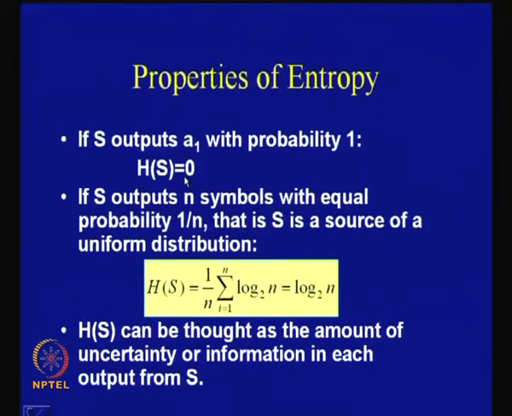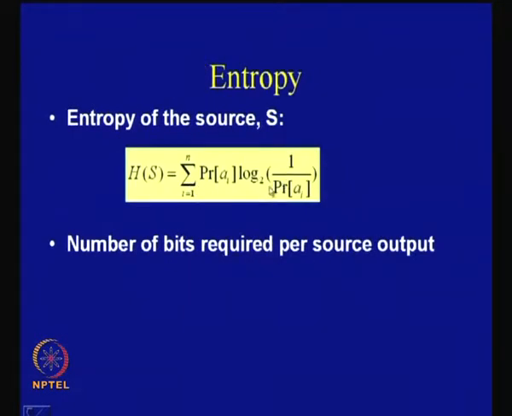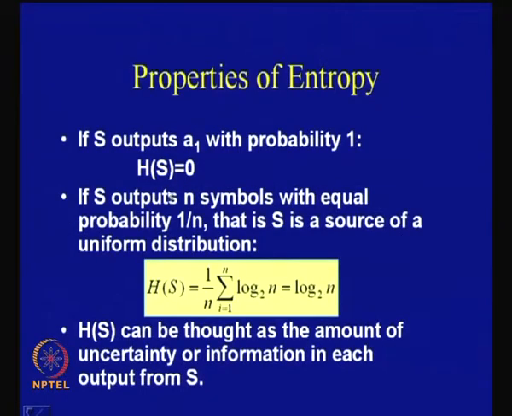So let us consider some examples. If S outputs a1 with probability 1, then H(S) will be equal to 0, because if I plug in probability 1 here, then this logarithm computes to 0, and therefore H(S) is 0. But if S outputs n symbols with equal probability, that is the probabilities are 1 by n, that is S is a source of uniform distribution, then H(S) will compute to 1 by n times the sum of logarithm n base 2, and that is nothing but logarithm n base 2. So H(S) can be thought of as the amount of uncertainty or information in each output from S.